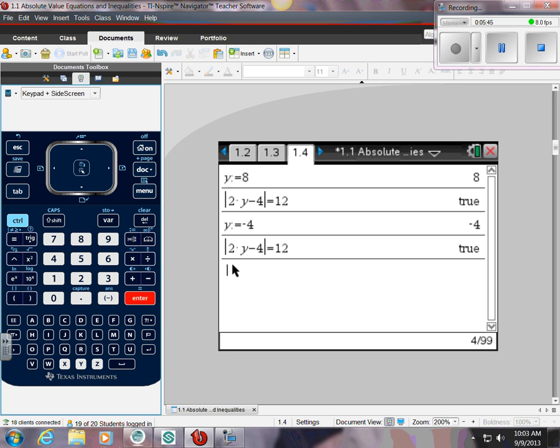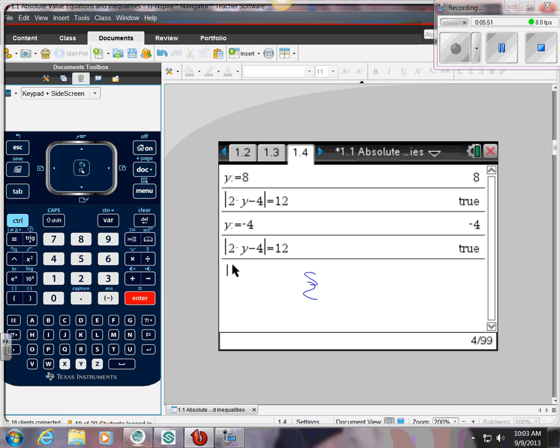So we're going to use those curly brackets, okay? The way you're going to write your solution is in curly brackets, -4, 8. Okay, that's how your solution should be written.